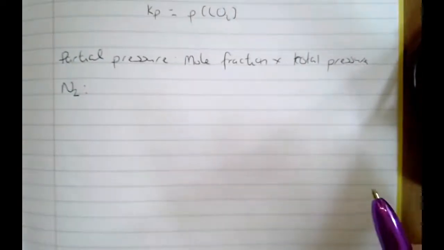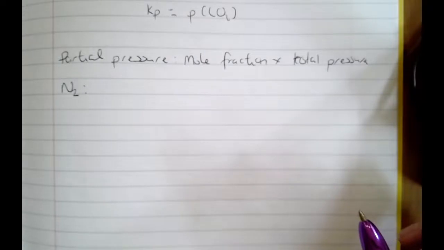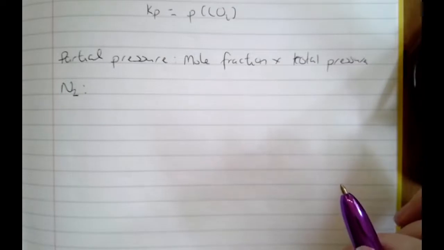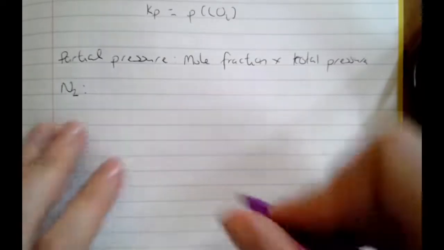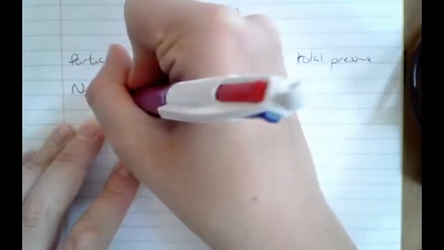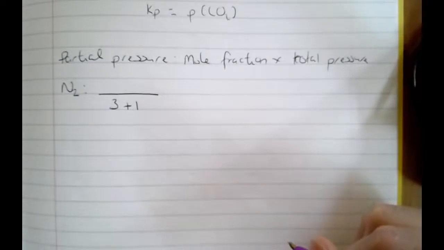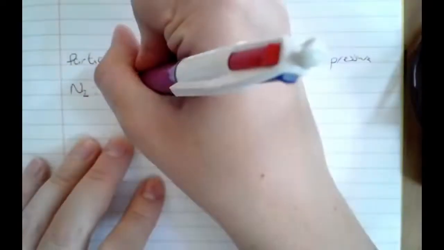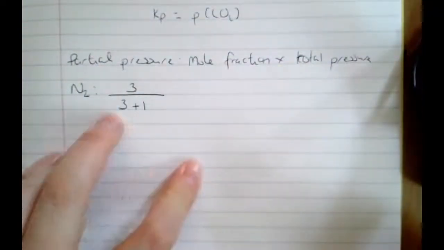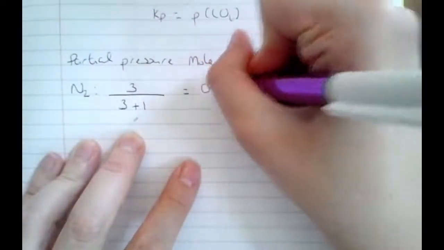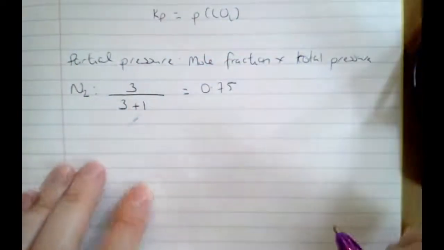And if I'm working out the mole fraction, I need to look at the total number of moles of the gas, and then how many of those moles are nitrogen. So it tells me that I've got 3 moles of nitrogen and 1 mole of O2. So my total number of moles is going to be the 3 for nitrogen plus the 1 for the oxygen, which will be 4. And when I'm getting my mole fraction, I take the number of moles of nitrogen over the number of moles of the total. And I get 3 over 4.